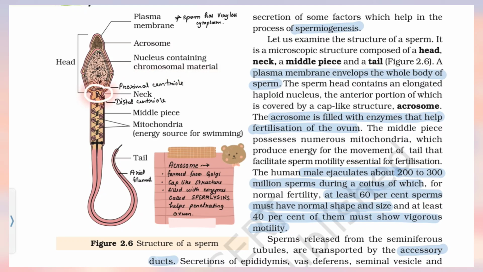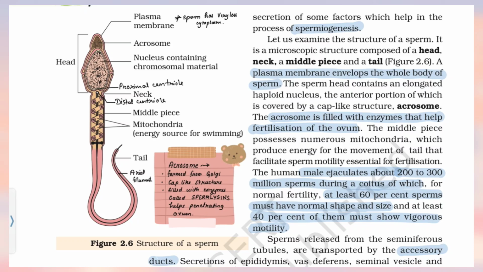Just below the head is the neck. It connects the head to the middle piece and contains centrioles. And this region is the middle piece. The middle piece is packed with mitochondria. These mitochondria provide energy for sperm movement, so sperm can swim continuously. The long posterior part is the tail. It helps in locomotion, allowing the sperm to move forward in the female reproductive tract.